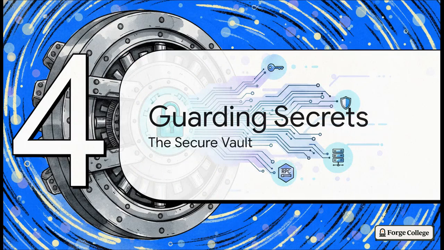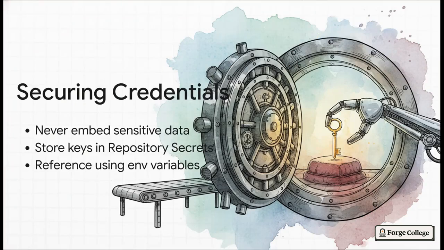Which brings us to Station 4, guarding your secrets, entering the secure vault. In Web3, you know we constantly need sensitive information, right? Things like RPC URLs from Alchemy or Infura, or API keys for Etherscan to verify contracts. Students in our programs at Forge College honestly ask about this all the time. How on earth do we test on mainnet forks without completely exposing our private keys?